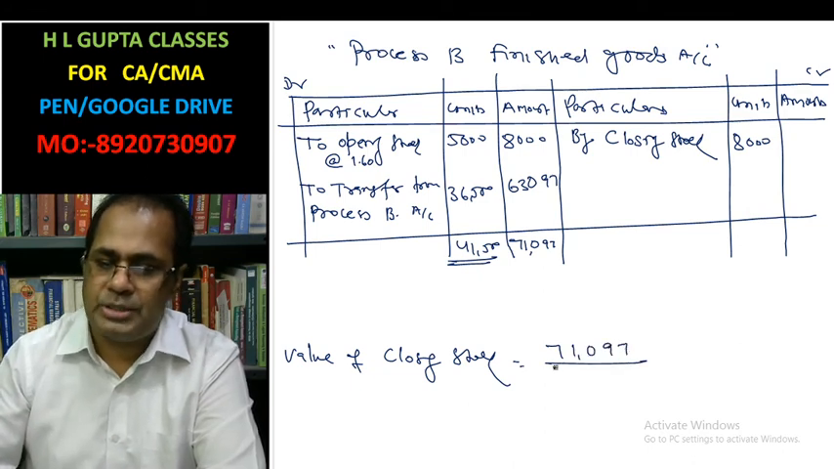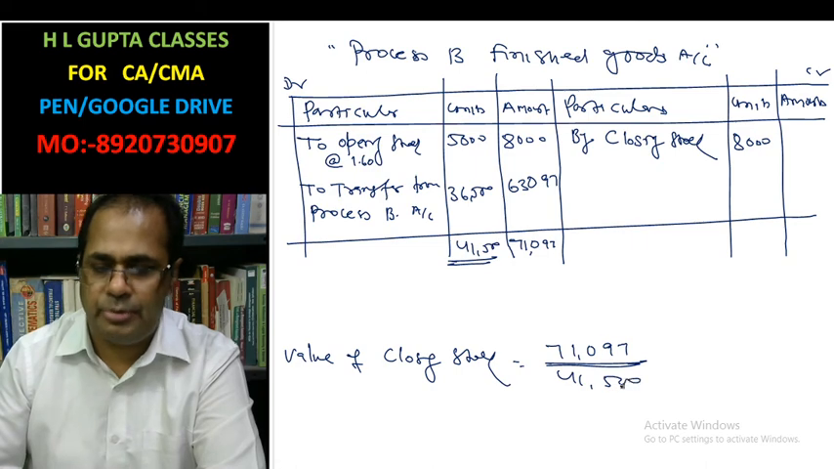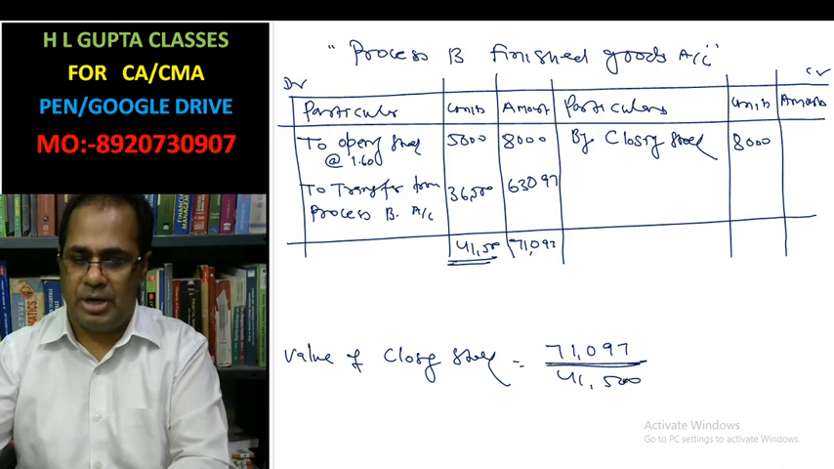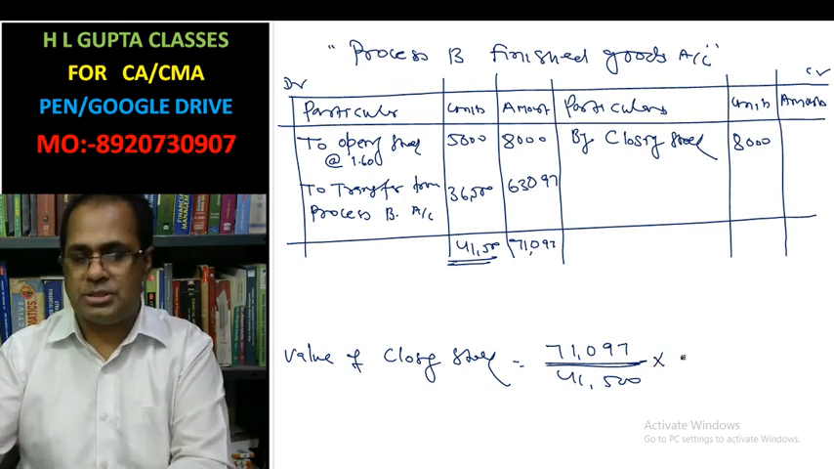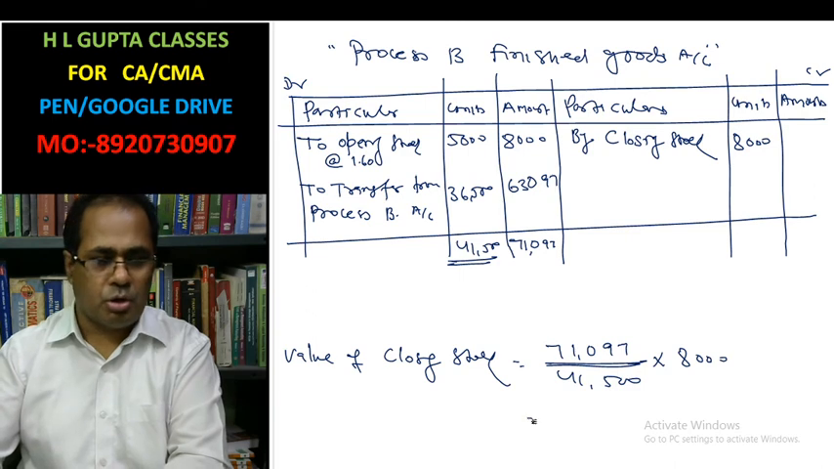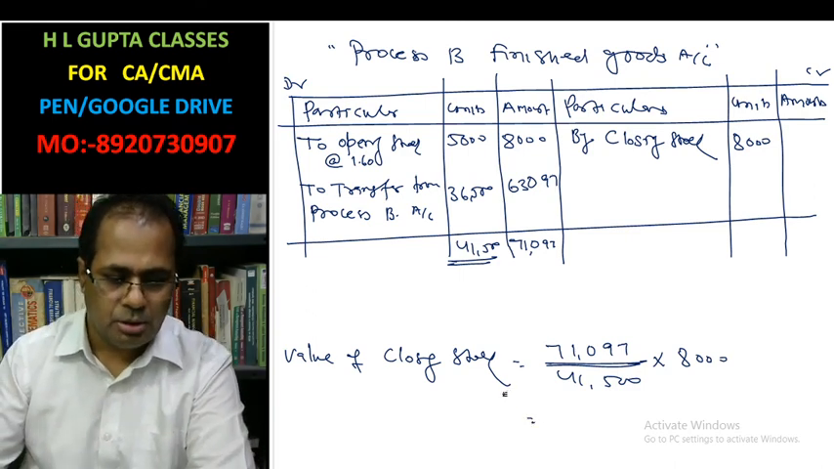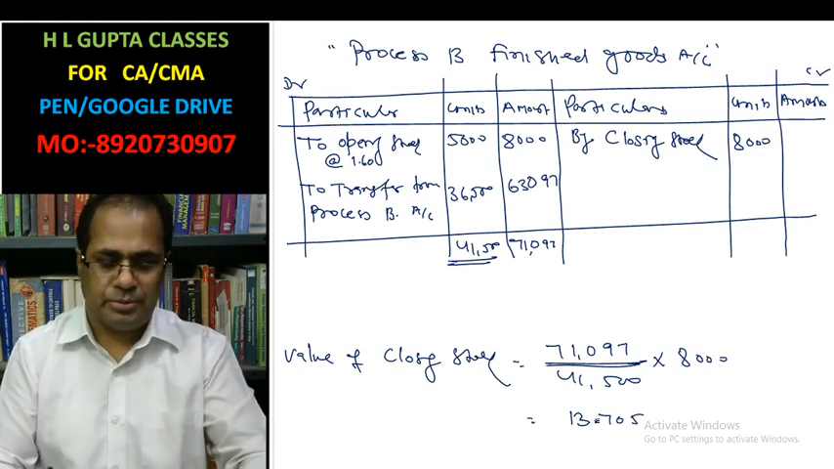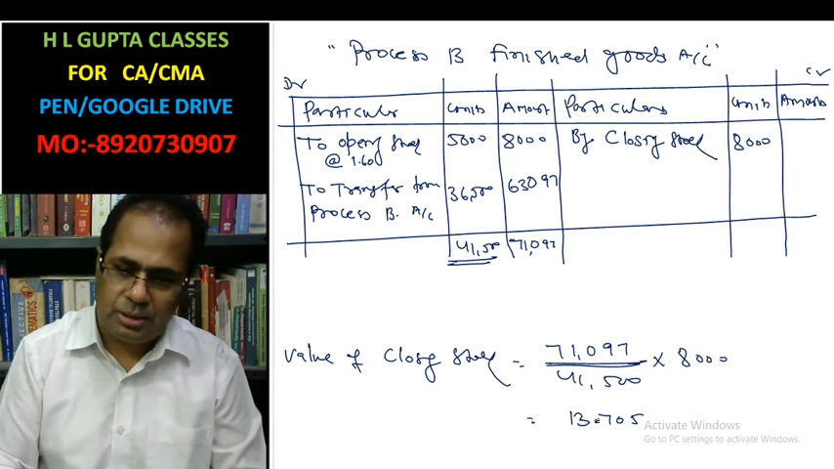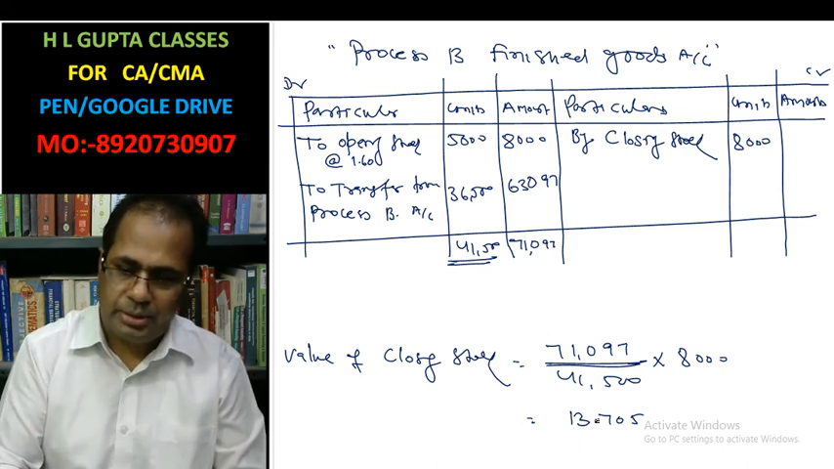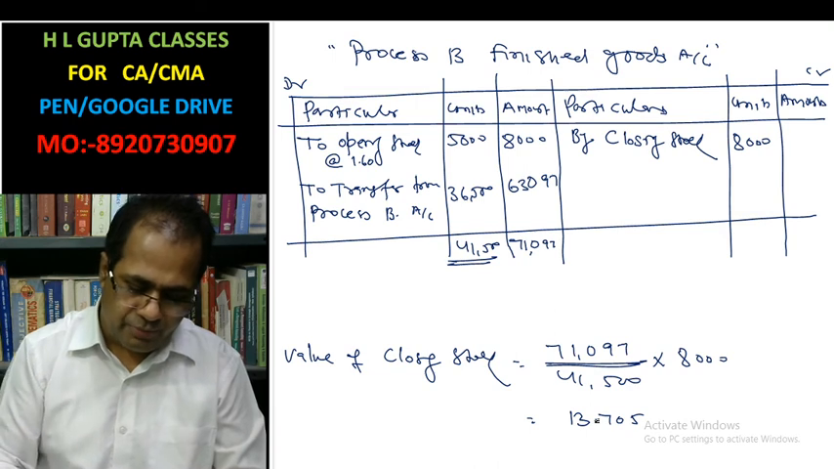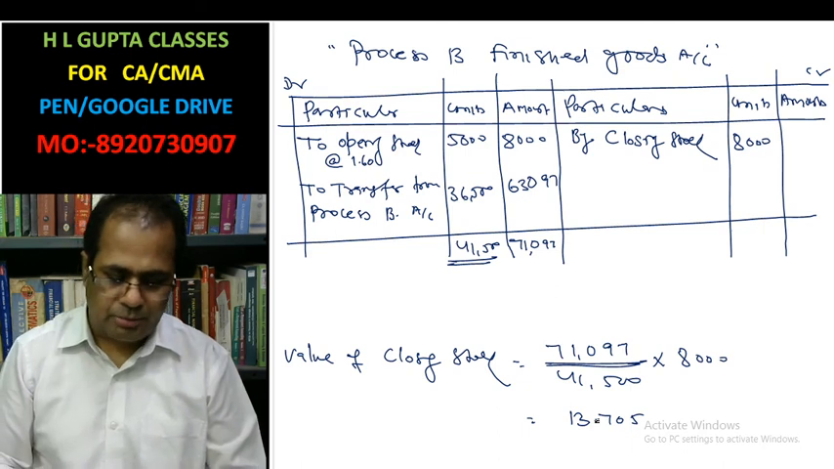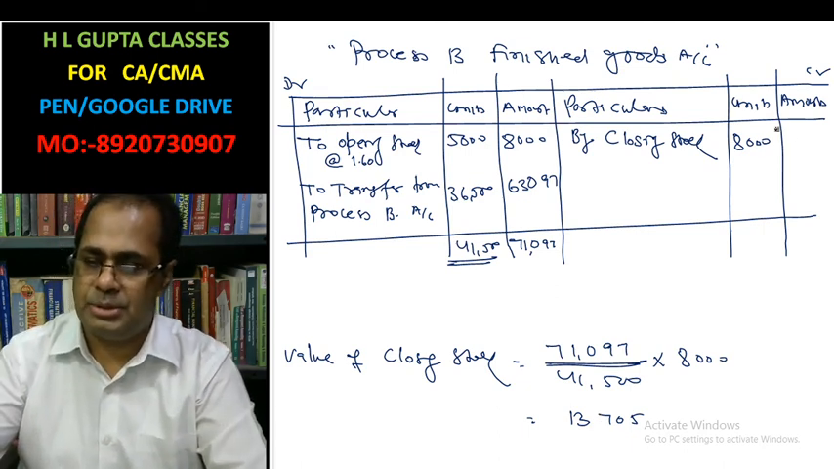71,097 is the cost of finished goods for 41,500 units. Into what is the cost for the 8,000? The cost of the 8,000 is 13,705. Please write this: 71,097 divided by 41,500 into 8,000 equals 13,705.